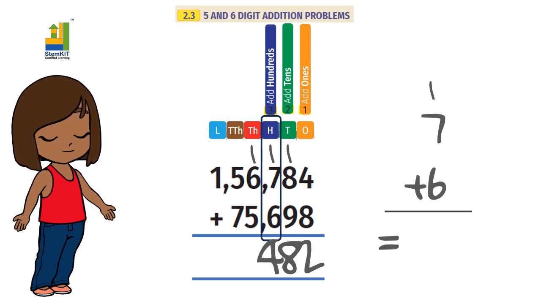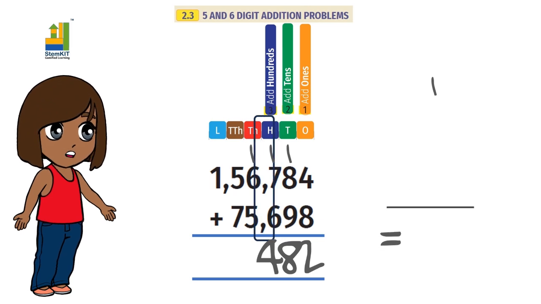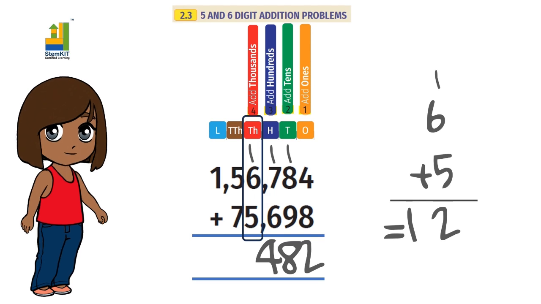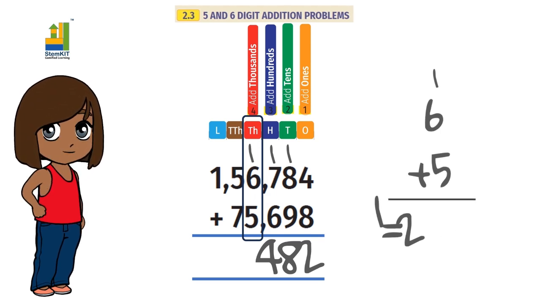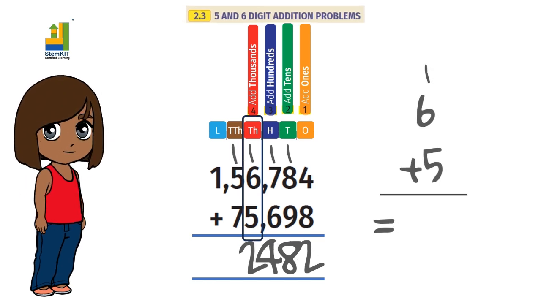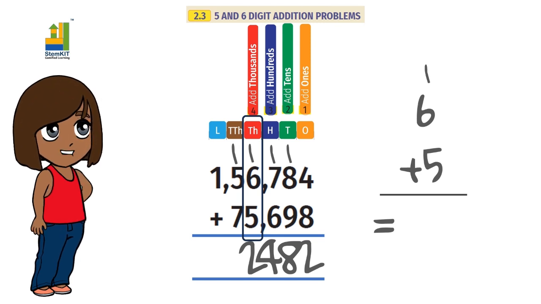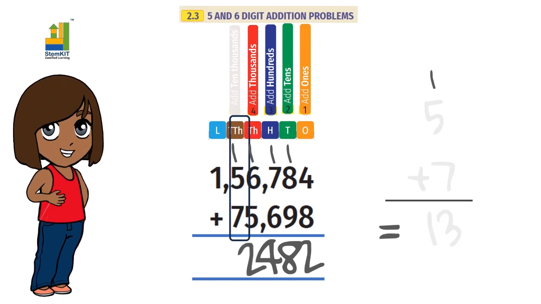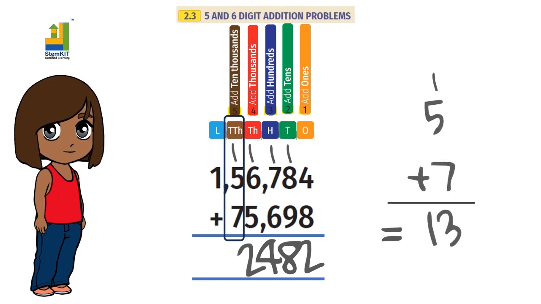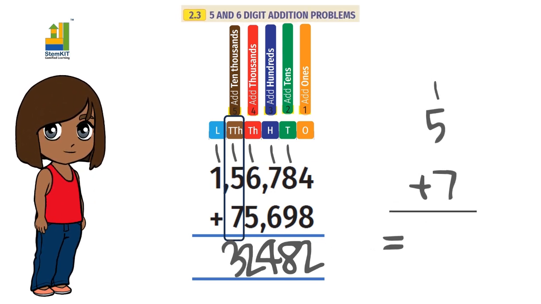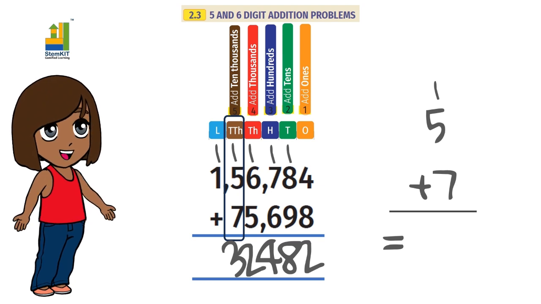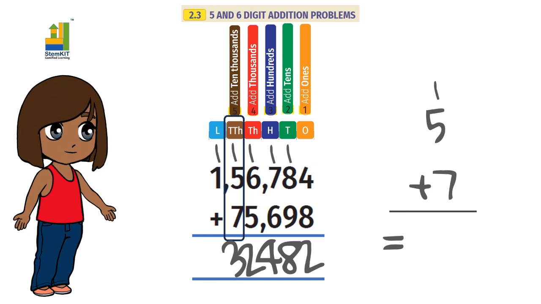Adding thousands, adding 6 and 5 and carry over 1 gives us 12. 2 gets written, 1 gets carried over. Adding 10,000s, or 7, 5 and 1, we get 13. 3 gets written and 1 gets carried over. Finally adding lakhs, we get 2 lakhs.